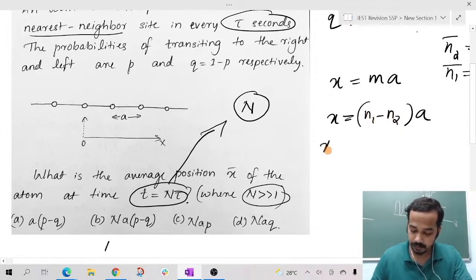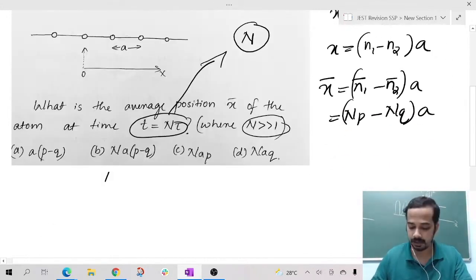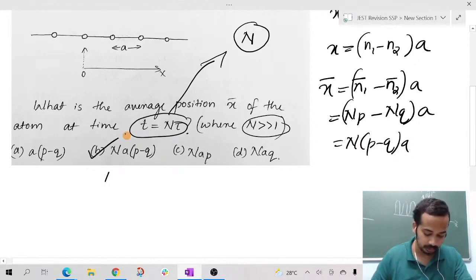Is that okay? So x average, wait a second, we need to take the average. Am I right? Average is equal to (n1 mean minus n2 mean) multiplied with a, that's equal to (n into p minus n into q) multiplied with a. I hope you can deal with this. Am I right? n (p minus q) into a. You have only one option. There is no confusion in the options.